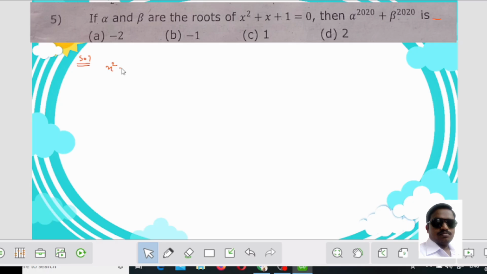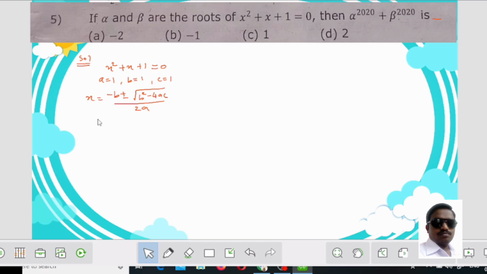X square plus x plus 1 equal to 0. Now we are going to solve this equation to find alpha and beta. To solve this, we can check, is it possible to factorize? No way. So it's better to use the quadratic formula to solve this quadratic equation. Here the coefficient of x square, a, is 1, coefficient of x, b, equal to 1, the constant term c equal to 1. So the quadratic formula is what? X equal to minus b plus or minus root of b square minus 4ac by 2a.